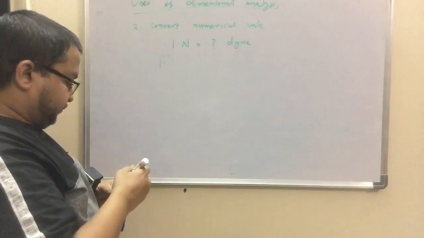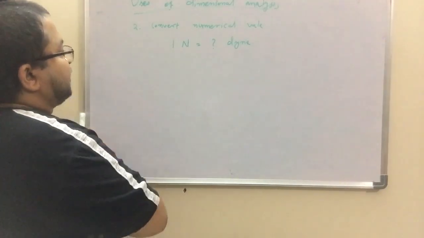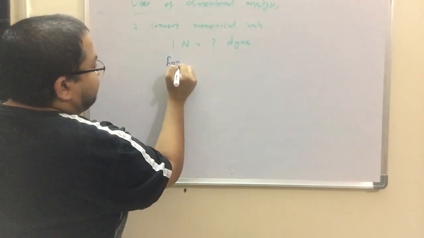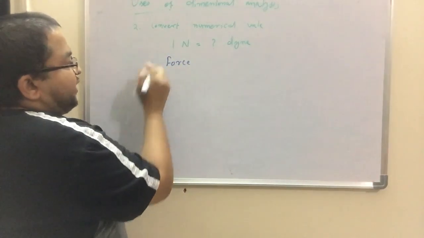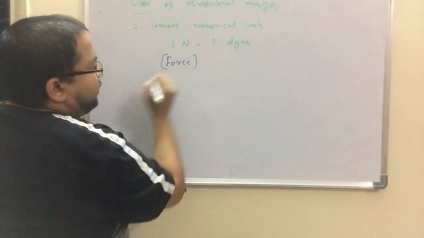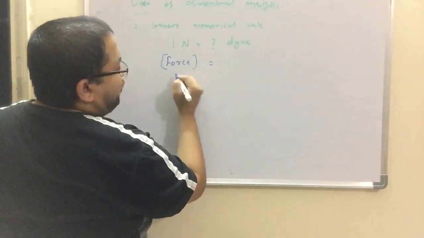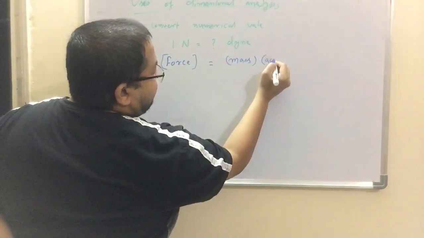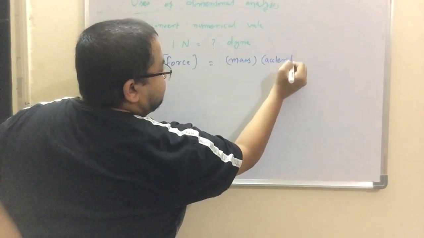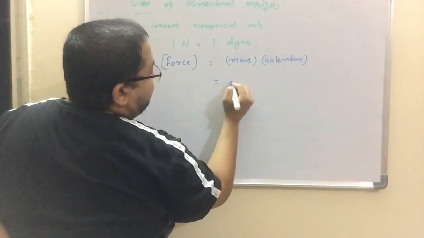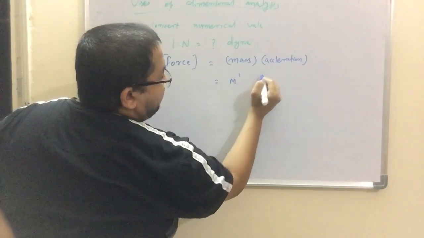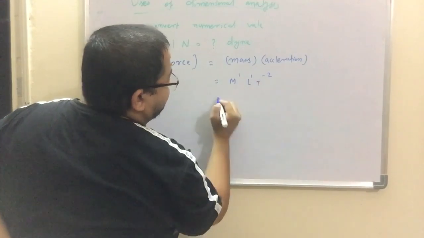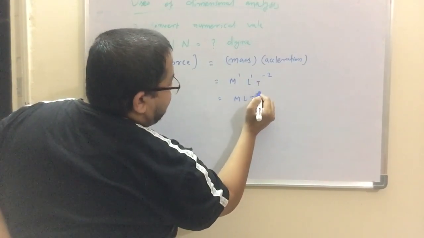Give me a moment, guys. We'll use a different pen. So the physical quantity is force. Okay, force. And if I ask you to deduce the dimensional formula of force, what would it be? This is mass times acceleration, right? Mass is M to the power 1, and acceleration is L to the power 1, T to the power minus 2, or this is M L T minus 2.